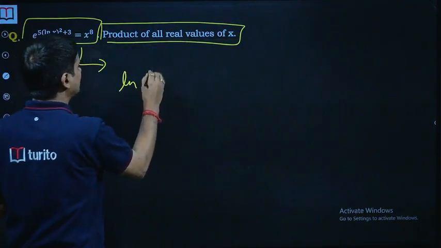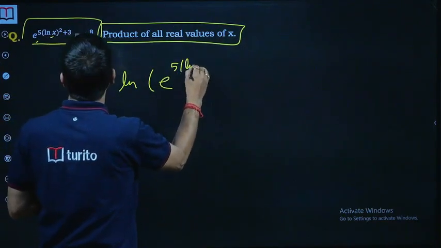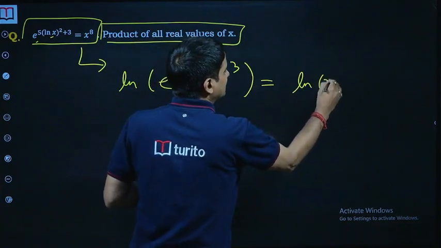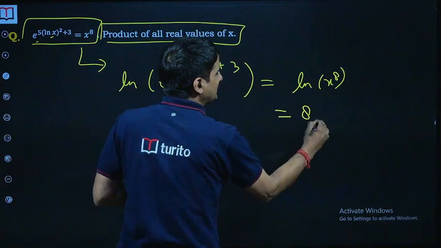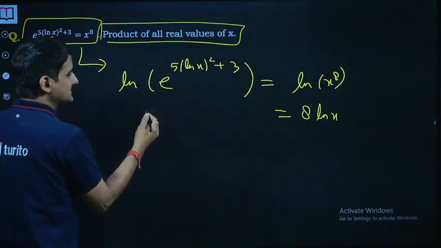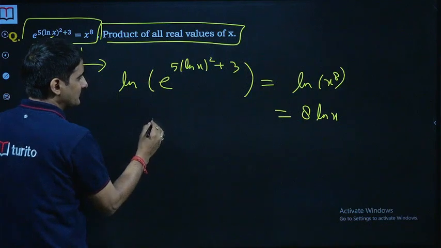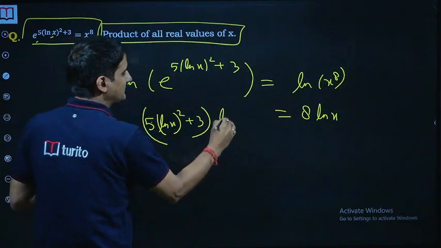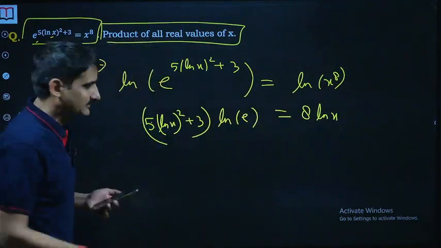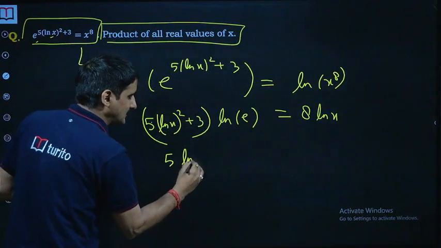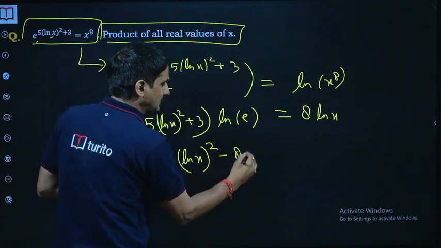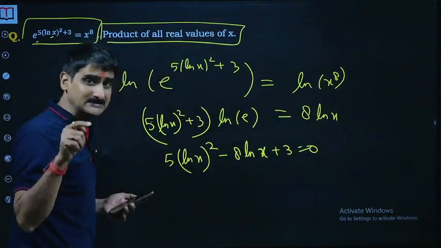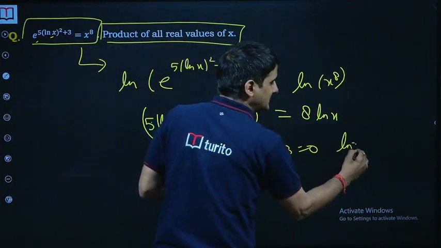If you take ln on both sides, you get 5 times (ln x) whole squared plus 3 is equal to ln of x raised to the power 8. We all know this property, 8 times ln x, and then 3 into ln e. Isn't that so? So that's one. Now you have a quadratic in ln x: 5 (ln x)² minus 8 ln x plus 3 equal to 0, and ln x is the variable.